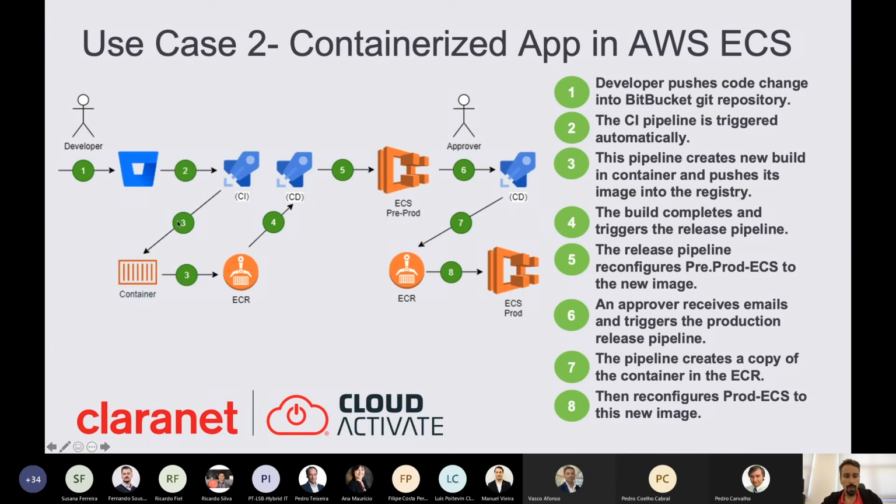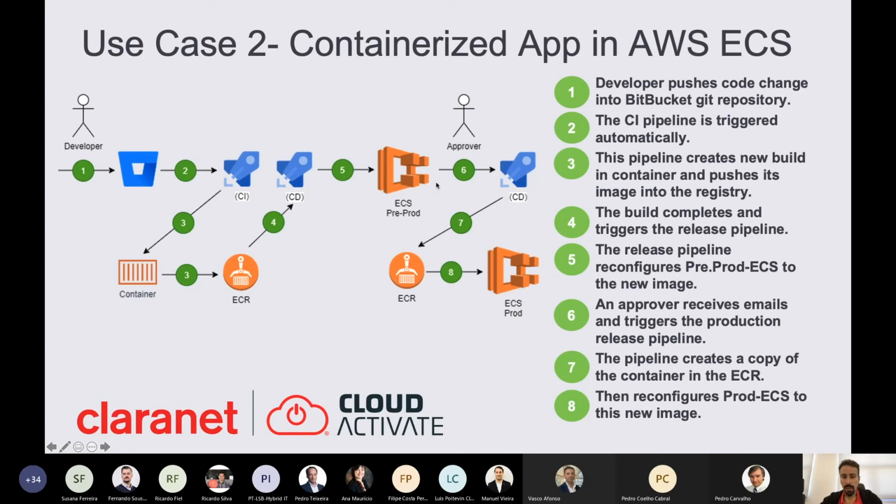This pipeline creates a new Docker image and pushes it to the container registry on AWS. With this, the build is completed and the release pipeline is triggered. The release pipeline reconfigures the pre-production ECS environment. So at this stage, we have a working pre-production environment.